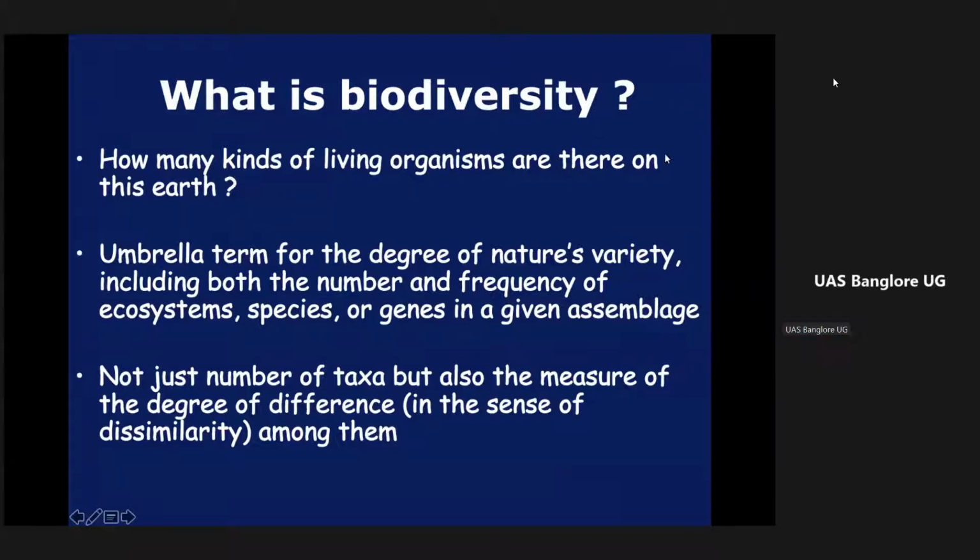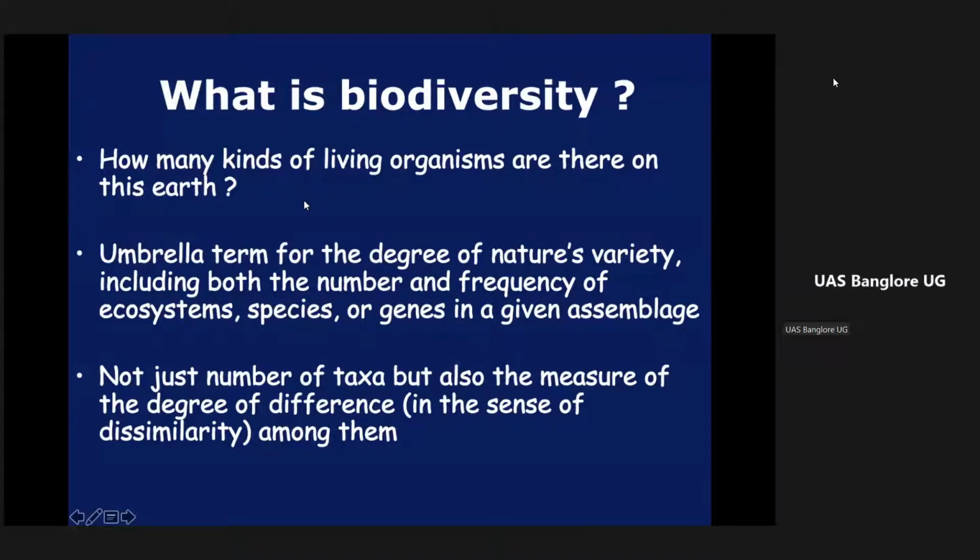Biodiversity is very, very important. Banu Kumar has also again given 9 million. I don't think so, Banu. It is somewhere between 30 to some millions, they say. It is again a guess. We do not have any proper number. So this is what is our diversity. How many kinds of organisms are there on Earth? We do not know. So it is just an umbrella term for the degree of nature's diversity.